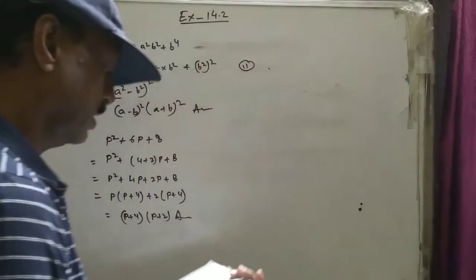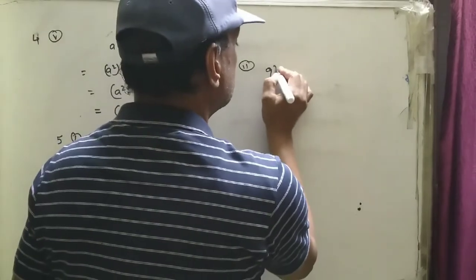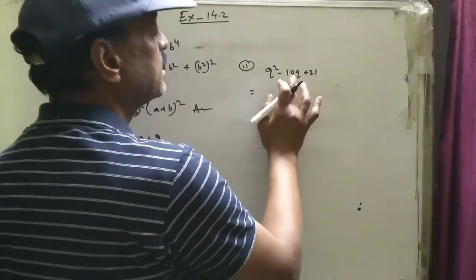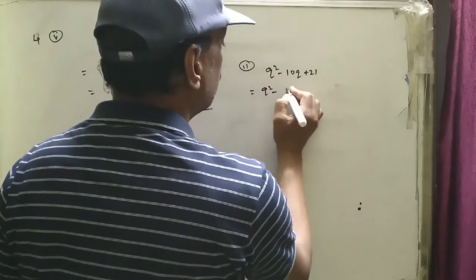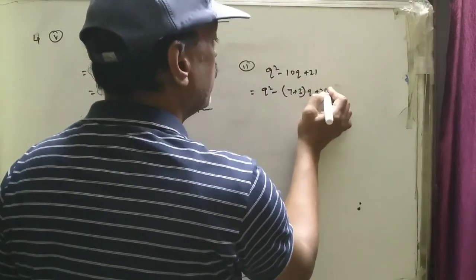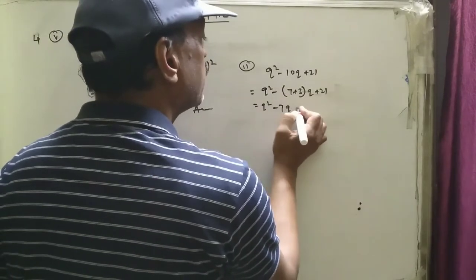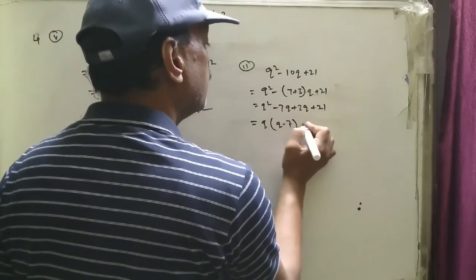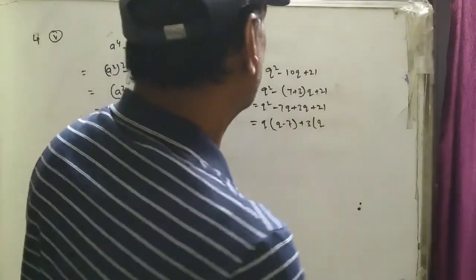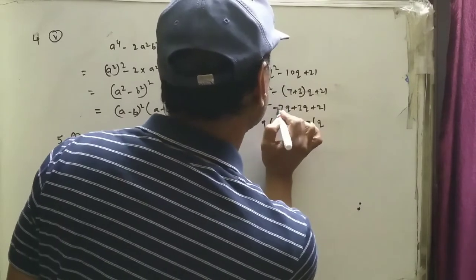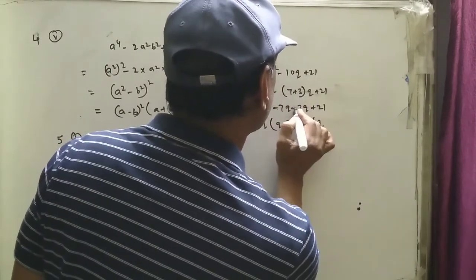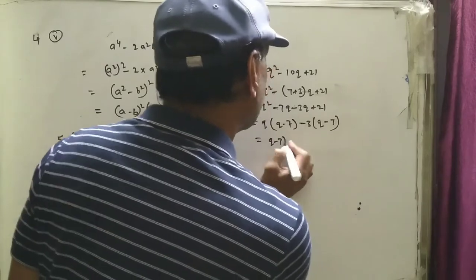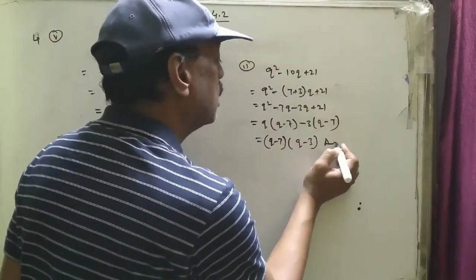Question number 2 is q square minus 10q plus 21. So 3 into 7, 7 into 3, 7 plus 3 is 10, 7 times 3 is 21. You can break it like this: q square minus 7q minus 3q plus 21, and now q is common, so q minus 7, and when the minus sign multiplies this one, minus into plus will also be minus, so write the minus sign here. So q minus 7 and q minus 3. This is the answer.